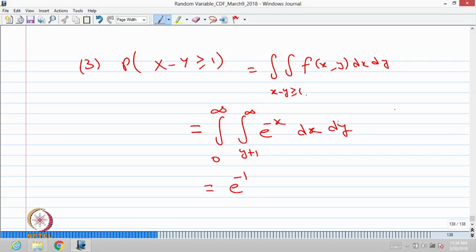So this is a way one can find the probability of any Borel set by integrating the joint probability density function over the range.